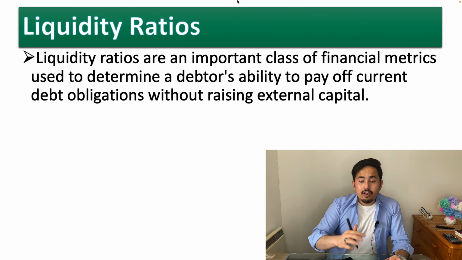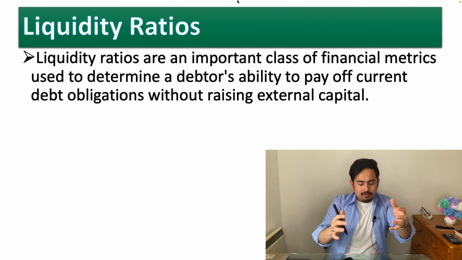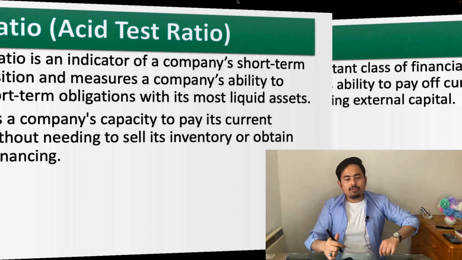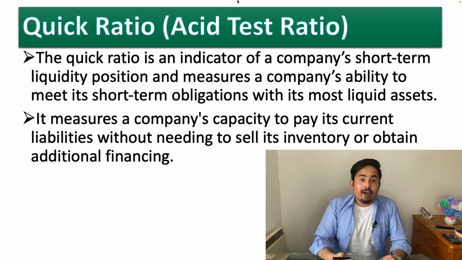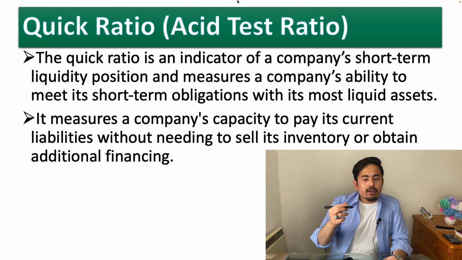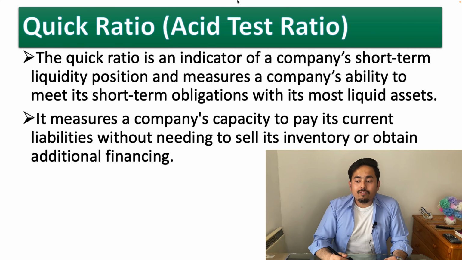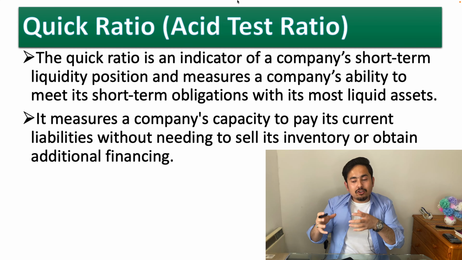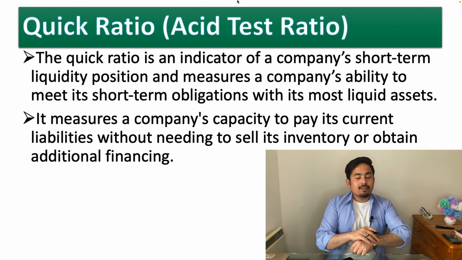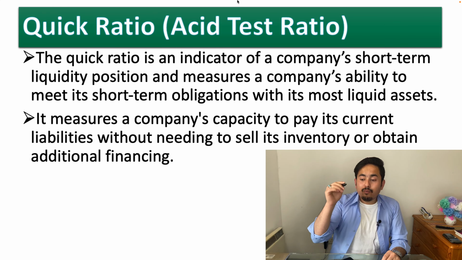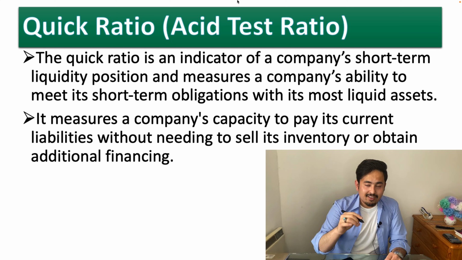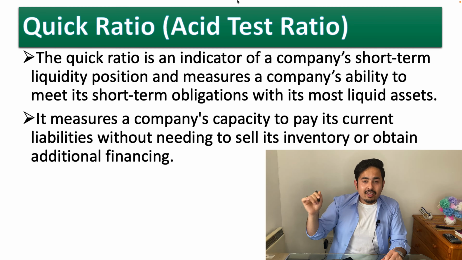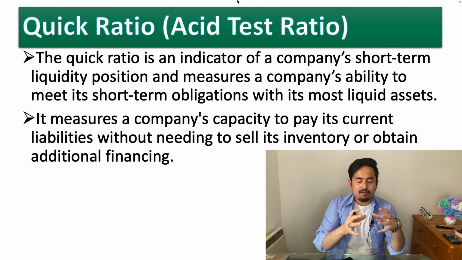This is the liquidity ratio, but as a part of that, we are going to discuss the quick ratio or asset test ratio. The quick ratio is an indicator of a company's short-term liquidity position and measures a company's ability to meet its short-term obligations with its most liquid assets. The only important term that you need to understand is these most liquid assets. What does it mean here?